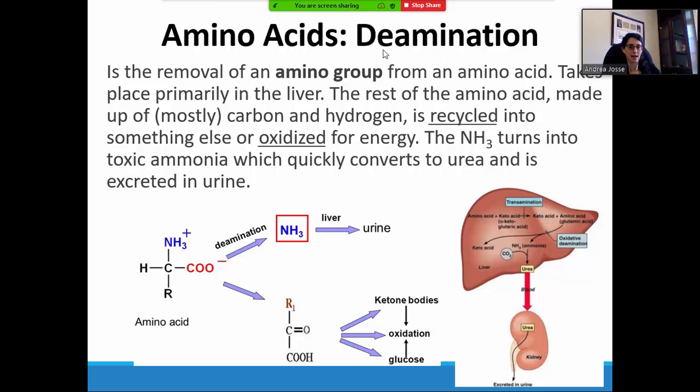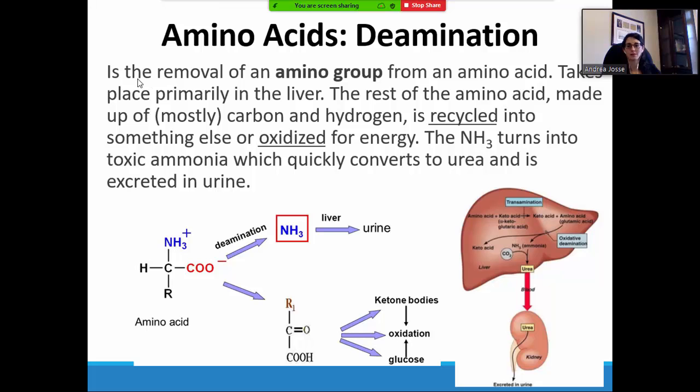So what this is, deamination, it's exactly what it sounds like. It's the removal of the amino group from the amino acid. And this takes place in the liver, as you can see here, because our liver then has to do something with the ammonia that the NH3 group becomes. And so your liver is your detoxifying organ, and so what it does, once it deaminates the amino group, it goes through the liver, and then it turns into urea and is excreted by the kidneys. Okay, so this is a process that's done in the liver.